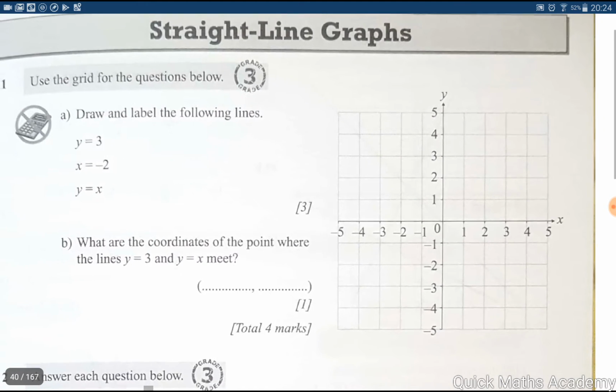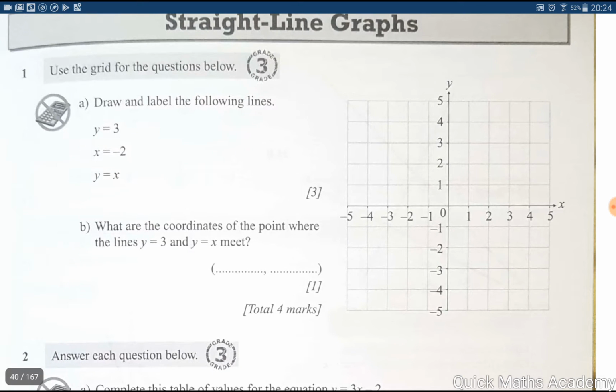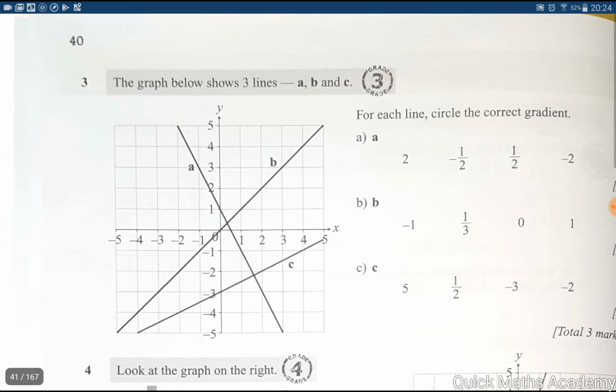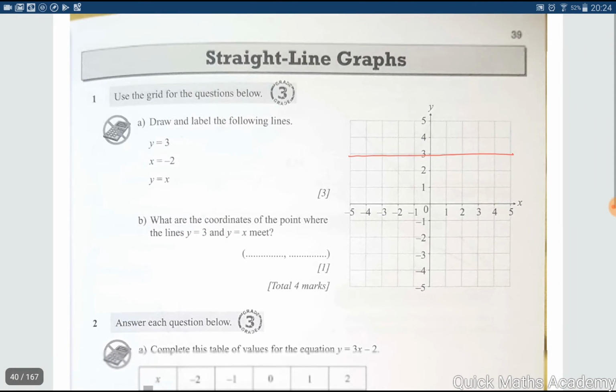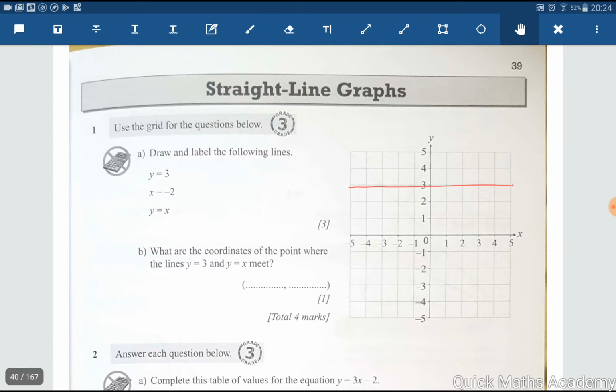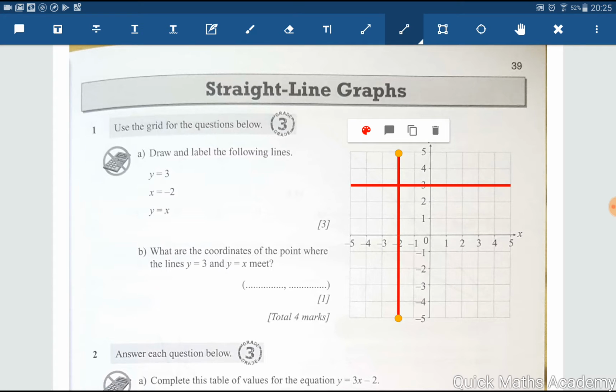Okay, but we were in the third line, okay? So we had the y equals 3, which was this one. Okay, so I'm going to erase this one. I'm going to grab this one. So my y equals 3 is this line here, okay? My x equals -2 is this line here. And as I was saying, my y equals x.